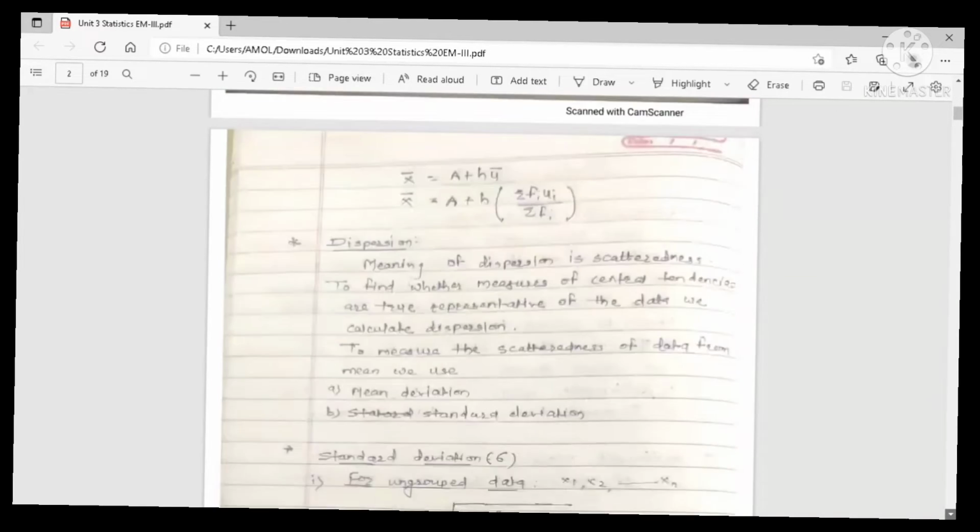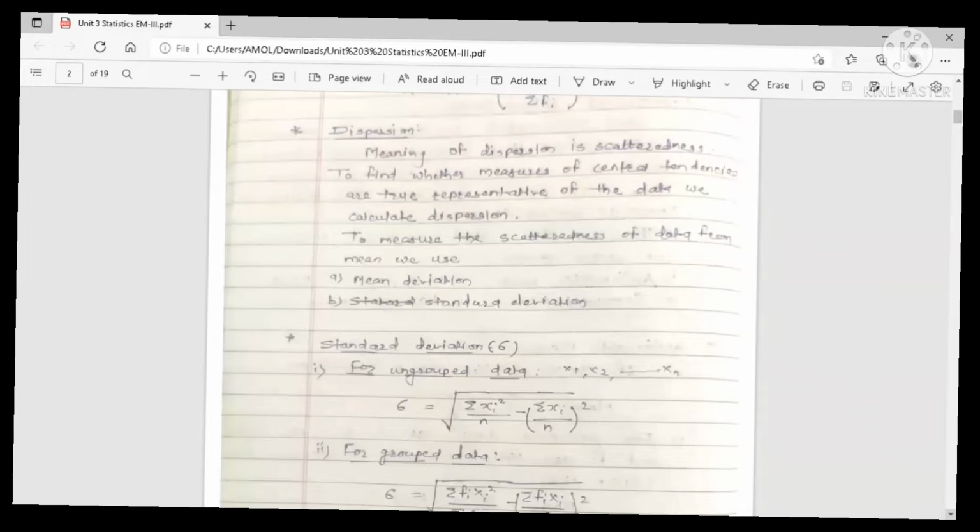Now the next concept, dispersion. The meaning of dispersion is scatteredness. To find whether measures of central tendency are true representatives of the data, we calculate dispersion. To measure the scatteredness of data from the mean, we use 2 methods, mean deviation and standard deviation. Of these 2, standard deviation gives more accuracy, so we are going to discuss only standard deviation, and the notation for standard deviation is sigma.